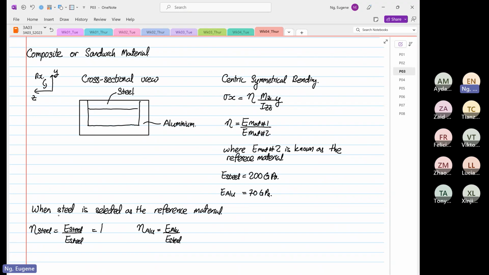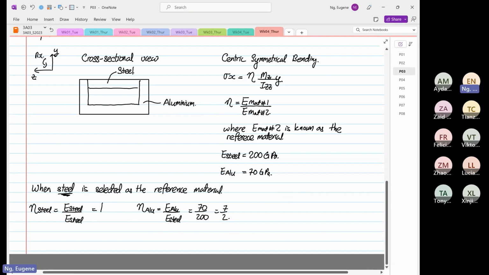That's because we use what? Steel as the reference material. So this will be 70 divided by 200. So this is 7/2. Okay. Now, physically, what does it mean? When we select steel as the reference material, or when we select aluminum as the reference material, what are we changing in our analysis?